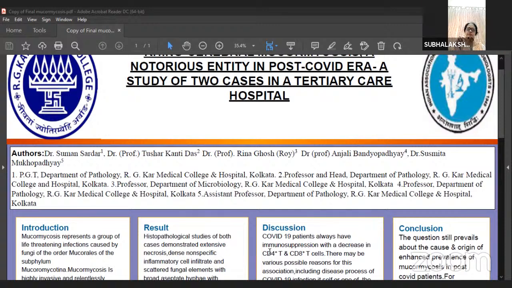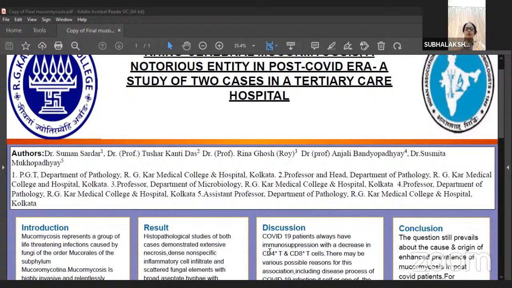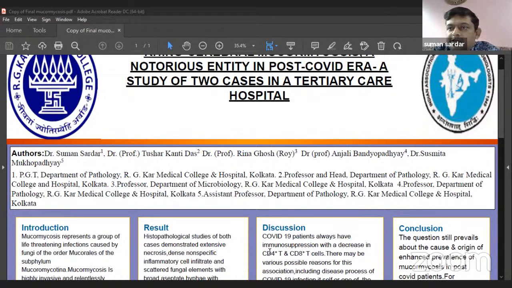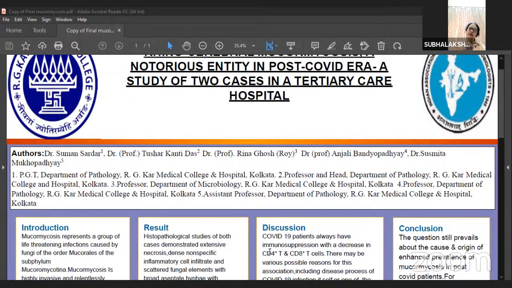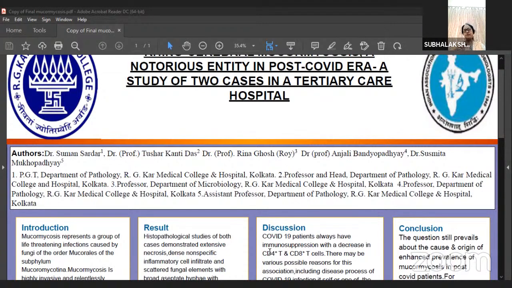Hello, am I audible? Yes, ma'am. Okay, my question is, what was the time gap between the COVID-19 infection and mucormycosis in these cases? In these cases, madam, one case is about 2.5 months and one is 3 months. And another thing is, did they receive steroid? Yes, ma'am. Both of them received steroid as a prophylactic measure. Okay, that's all. Okay, ma'am.